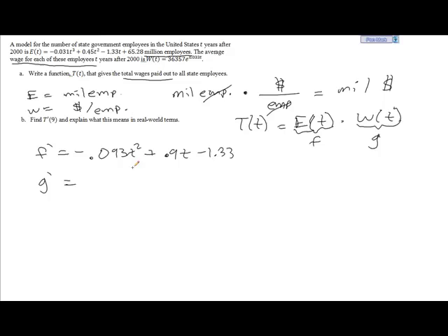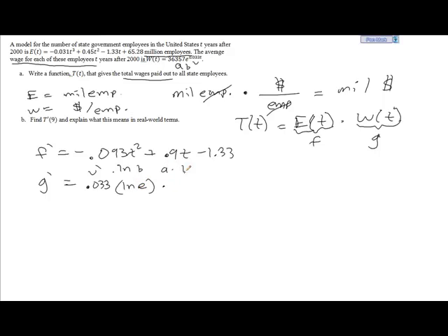G prime, which is the derivative of my wages function, well, that's going to require me to use the exponential rule. So a times b to the u. So we need u prime. Well, what's the derivative of the exponent? Since that's 0.033 times t, the derivative will just be 0.033. That's just a result of the power rule. Times the natural log of the base. Well, the base is e, so that's just going to be the natural log of e.